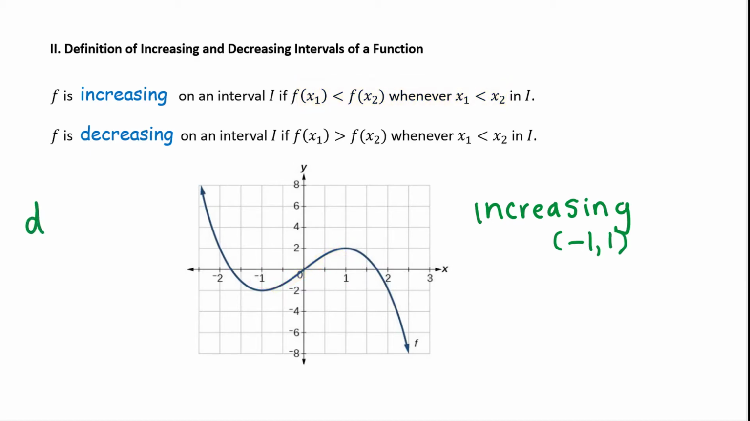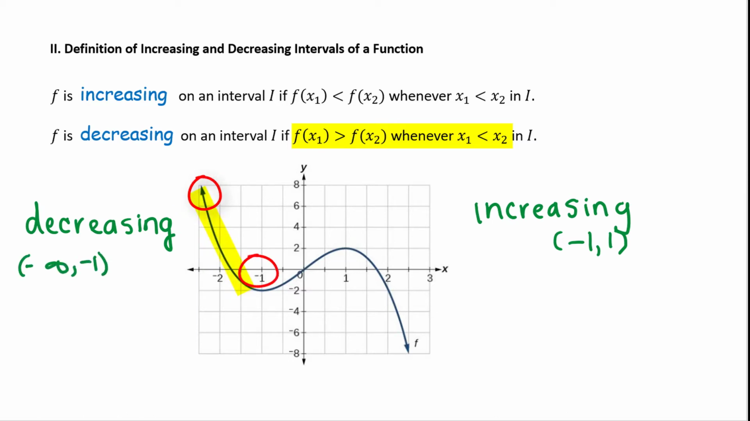The graph is decreasing when within an interval the function value continually gets smaller. The f of x sub 1 is greater than f of x sub 2 whenever x sub 1 is less than x sub 2 in the interval. This occurs from negative infinity to -1, and again, denoted by a union, from 1 to positive infinity.